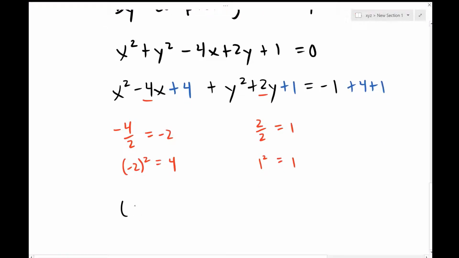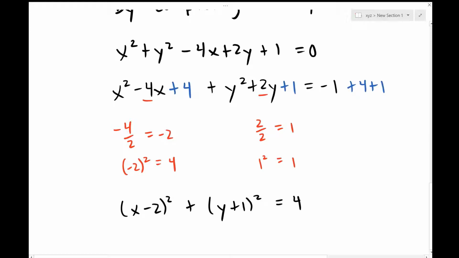Now we can factor the x terms. X squared minus 4x plus 4 factors as (x minus 2) quantity squared. And for the y terms, we will have (y plus 1) squared. And on the right-hand side, we have -1 plus 4 plus 1, which of course just becomes 4.